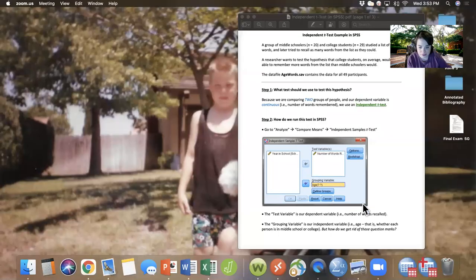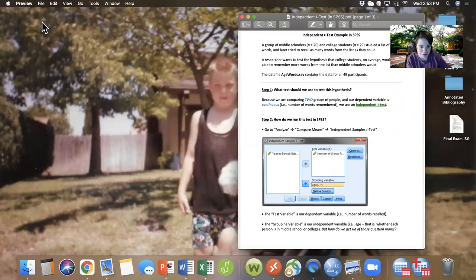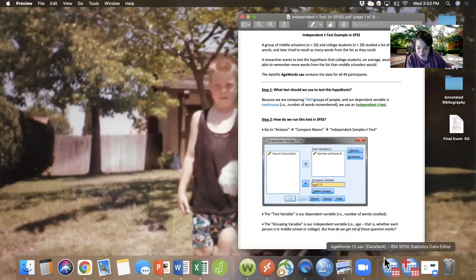Okay, so let's go ahead and jump right into the specific example I have for today. So I'm going to go ahead and share my screen. Okay, and I've got a bunch of different windows open, so let me minimize some things.